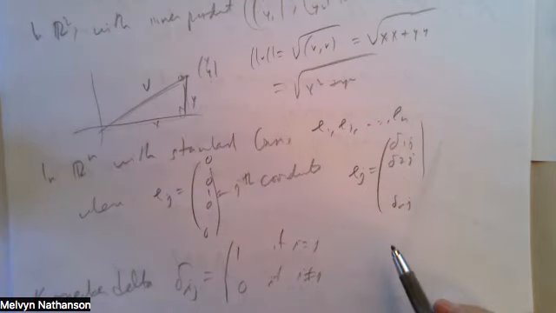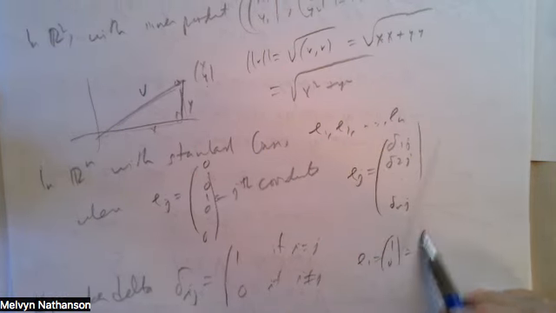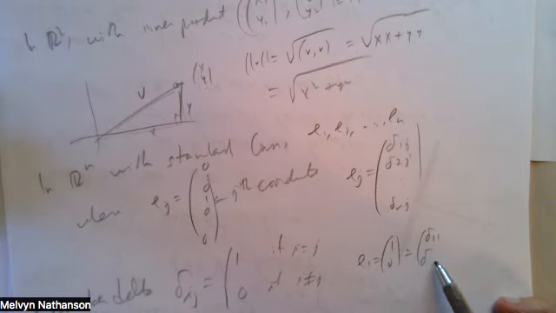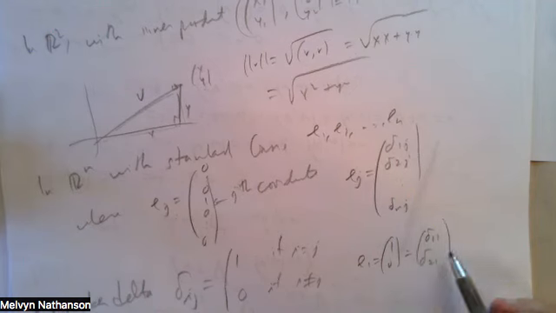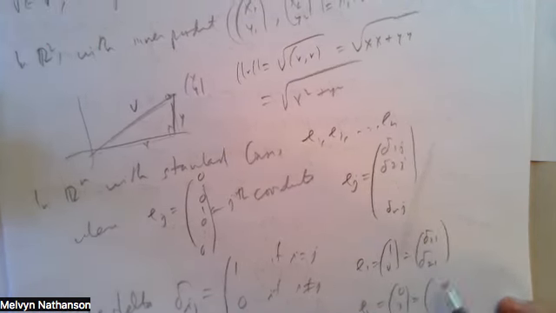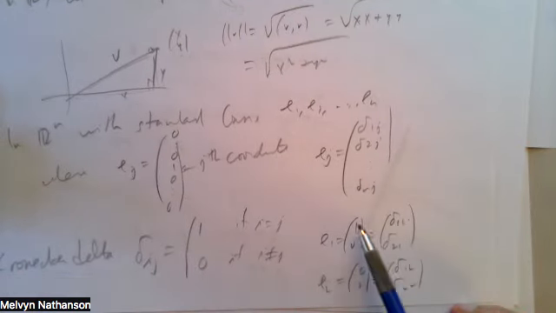Right? So in R2, E1, which is 1, 0, is the vector in terms of the Kronecker delta, delta 1 1, delta 2 1. And E2, which is 0, 1, is delta 1 2, delta 2 2. Where the subscripts are the same, you get a 1. Where they're different, you get a 0.